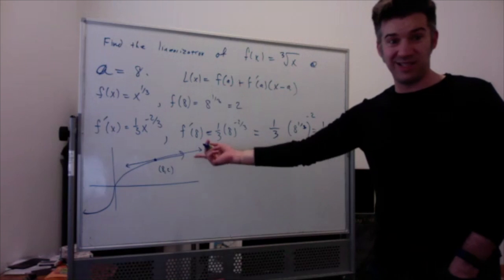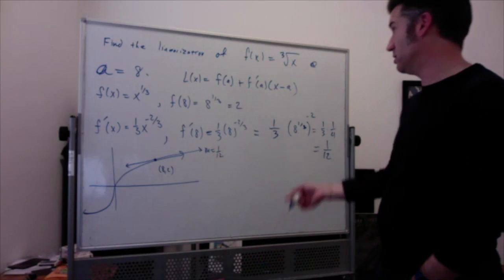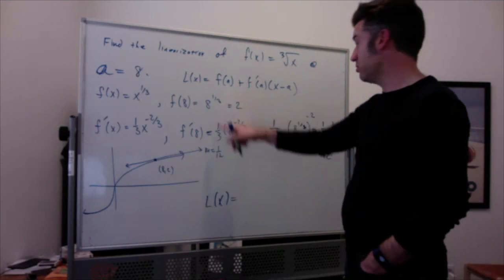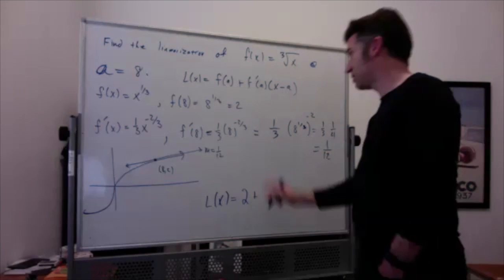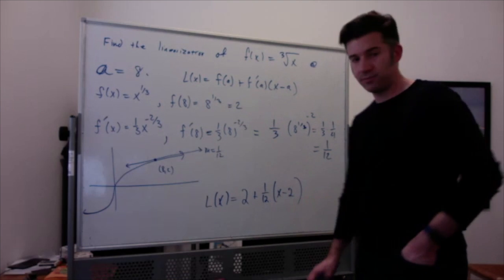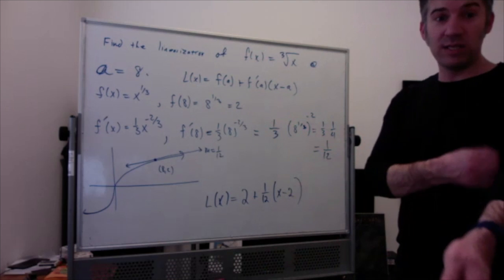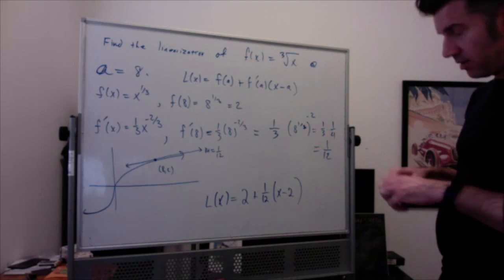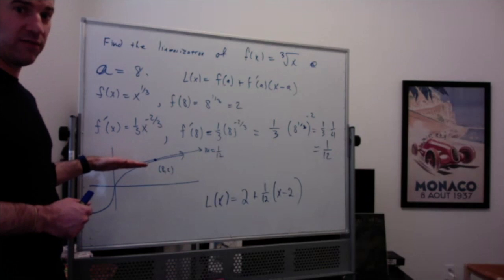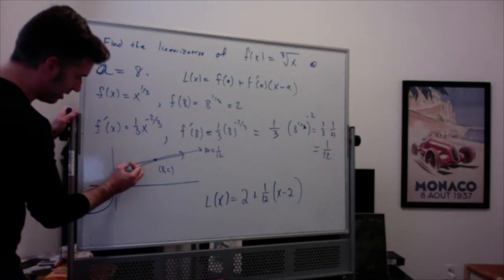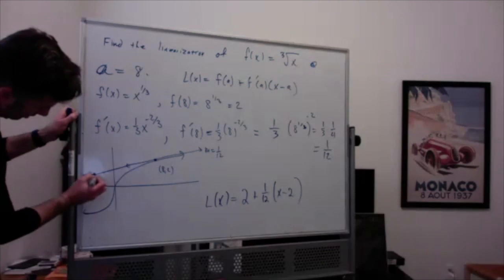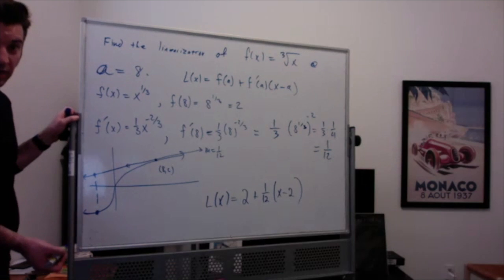So now the equation of that tangent line, my linearization, is L of x equals the y value, which is 2, plus the slope, 1/12 times (x minus 2). That's the equation of that line. And hopefully you can see that as long as we're pretty close to that point, the y values of this line and the y values of the function are close to each other. But if we get really far away, like over here, the y value of the line and the y value of the function are very different.